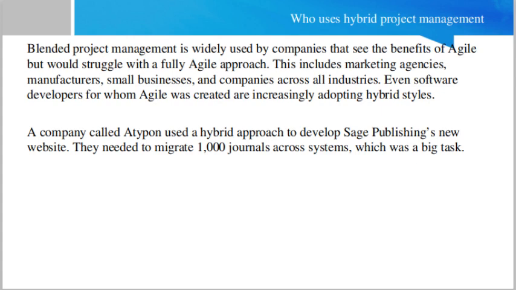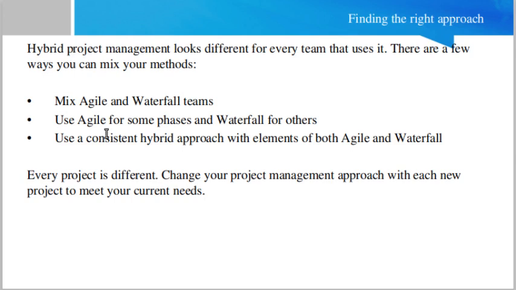Now, who uses hybrid project management? Hybrid project management is widely used by companies that see the benefits of agile but would struggle with a fully agile approach, okay. A company called Atacon used a hybrid approach to develop Sage Publishing's new website. They needed to migrate 1,000 journals across systems, which was a big task. So basically, this organization used both approaches, waterfall and agile, in a hybrid approach, and it successfully implemented the project as well.